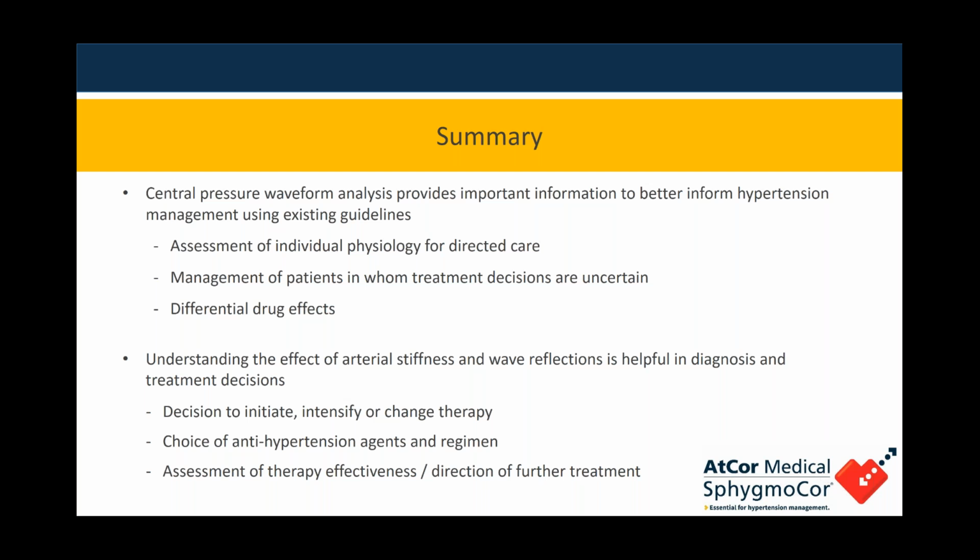Understanding the effect of arterial stiffness on patients' physiology and wave reflections is helpful in diagnosing and making treatment decisions, and these are directly related to patient outcomes. And again, these pertain to decisions to initiate, intensify, or change therapy, the choice of antihypertension agents to be used and the regimen and how aggressively to use them, and the assessment of the therapy effectiveness and the direction of further treatment.